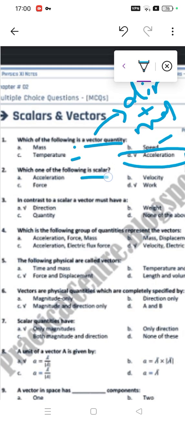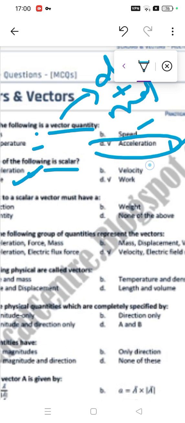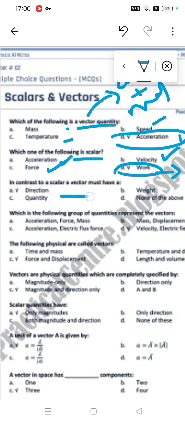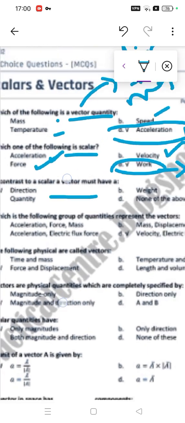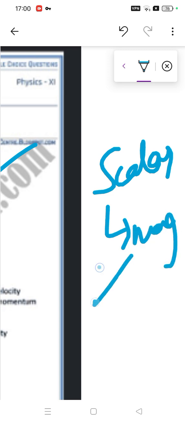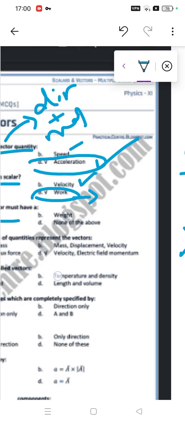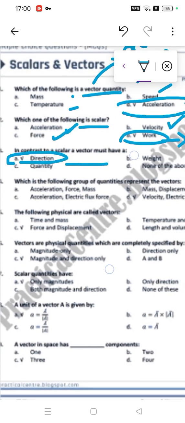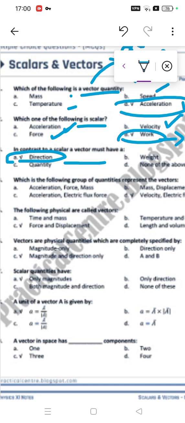Second, which of the following is scalar? We know acceleration is a vector, force is a vector, velocity is a vector, but work only has magnitude and no direction. In contrast, a scalar quantity must have only magnitude, because direction is not present. When we compare both of them, we only find direction as something extra in a vector, and that is also very important because it gives us an idea that these are different quantities.